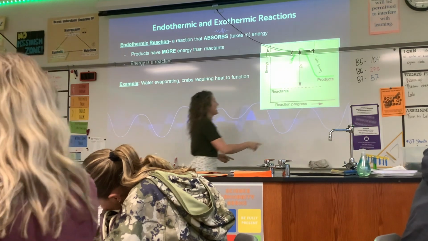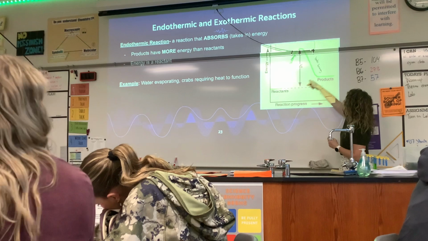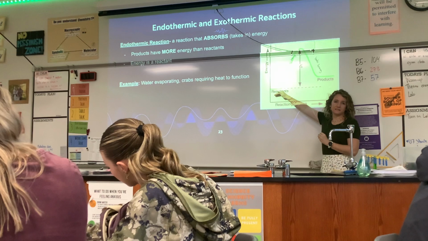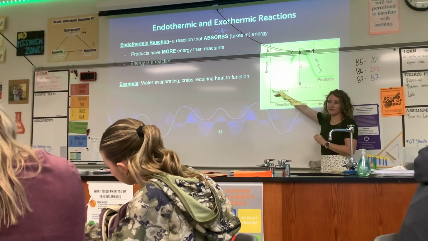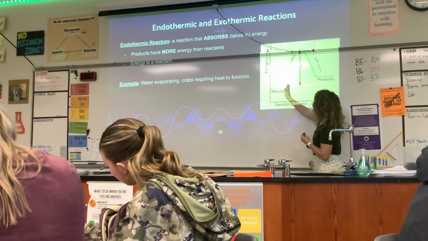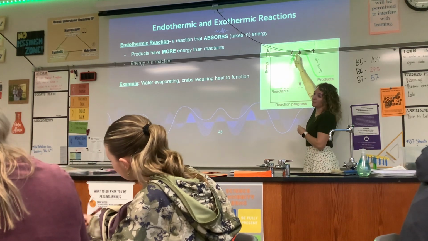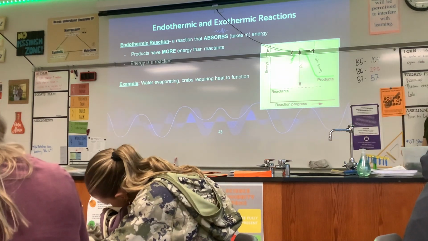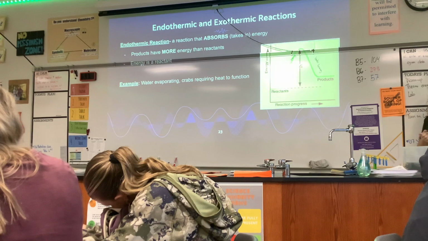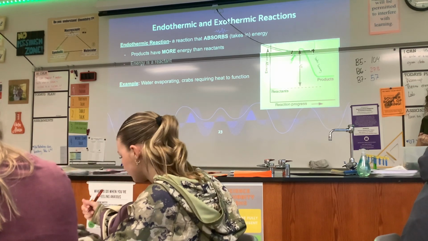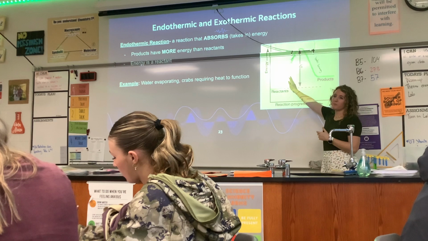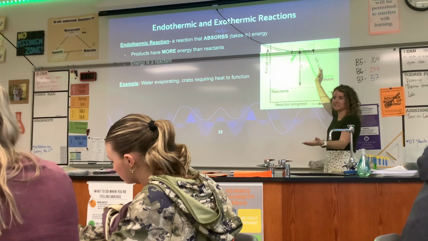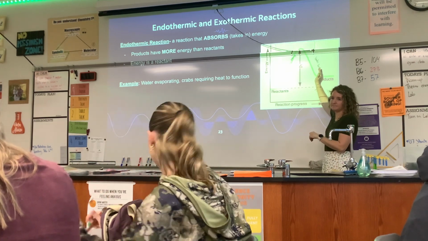And then notice this time that the products now are higher up than the reactants. The hills are still the same. Going up is still bond breaking. Going down is still bond forming. But if it's endothermic, what's there more of? Yeah, right? It's costing more to break the bonds than what I get back. More's going into the system than what's coming out of the system.